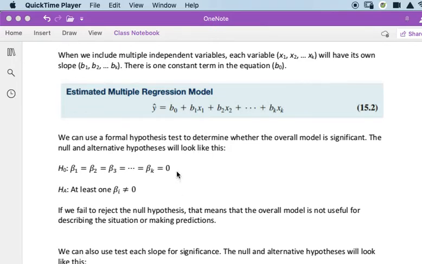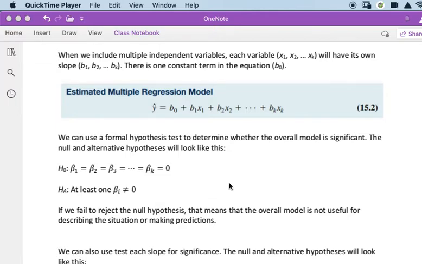The null hypothesis is that each slope coefficient is equal to 0, for however many slope coefficients we have. They're all equal to 0. Our alternative hypothesis is that at least one of them is not equal to 0. So note that it's not that all of them are not equal to 0. One or two of them maybe are equal to 0, but at least one of them is not.